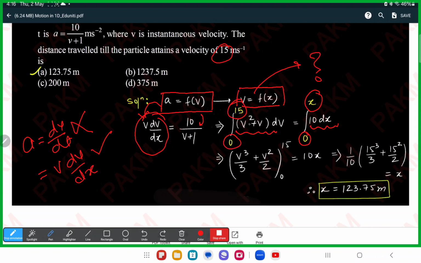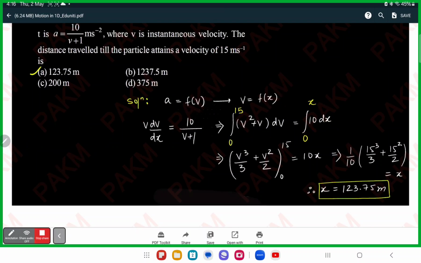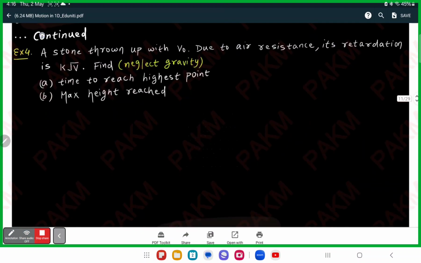And this is all about the integration: v to power 2, v cubed by 3, v to power 1, v squared by 2, and placing the limits, we can get the answer very easily. So this type of question seems to be very easy. You just have to recognize which expression to use, and accordingly take the variable separable and place the limits and get your answer. So let's take the next question.